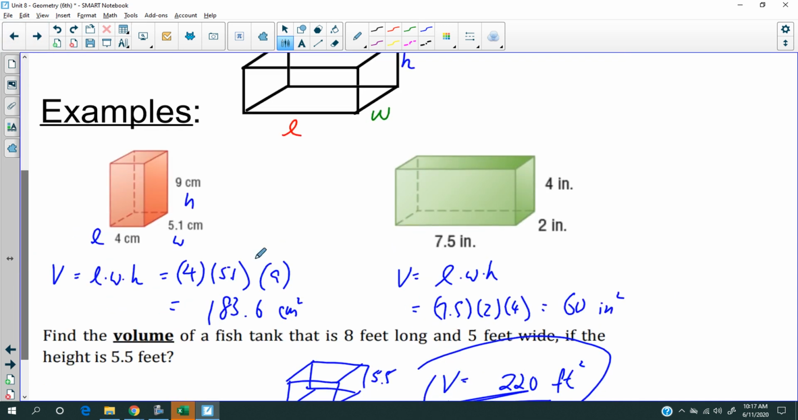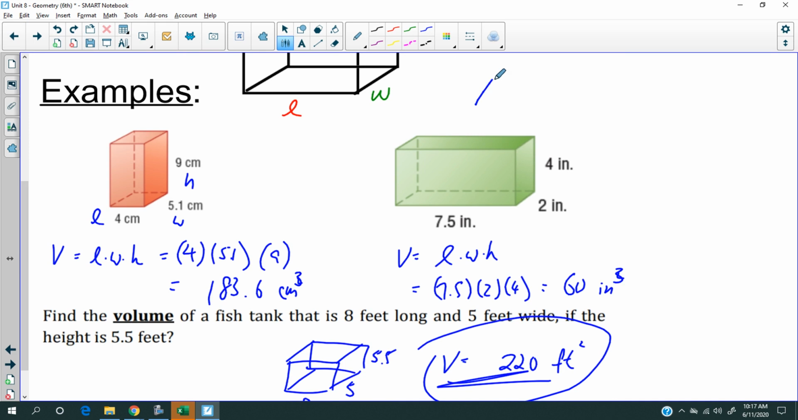Guys, volume is not square, it's cubic. Whereas with area, the answer is always squared, so centimeter square, square foot, things like that. Volume is cubic. So cubic centimeters, that's how you say it. Cubic feet, I think, right? Cubic inches. It's cubic.